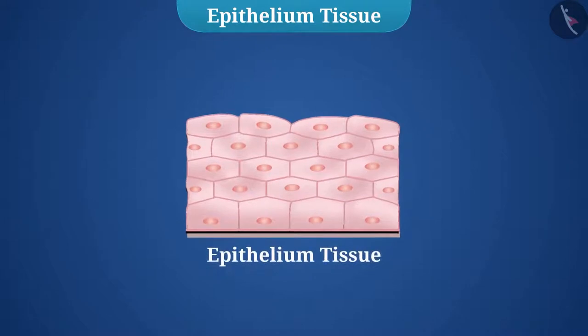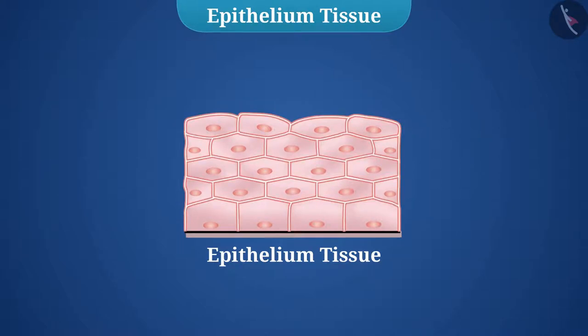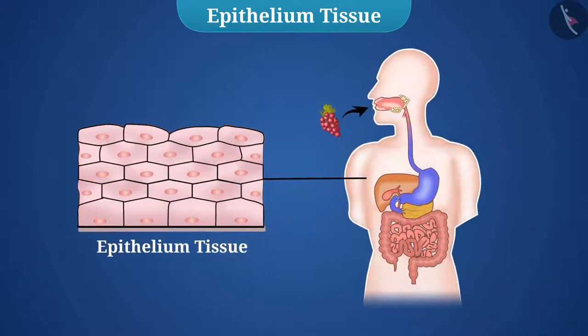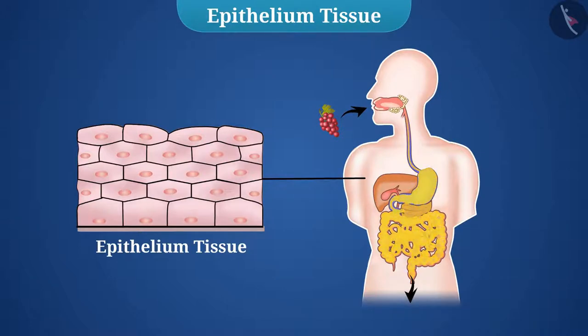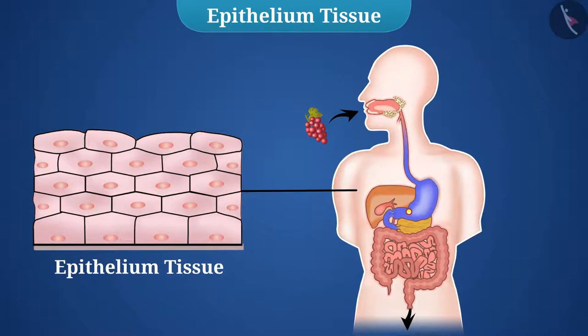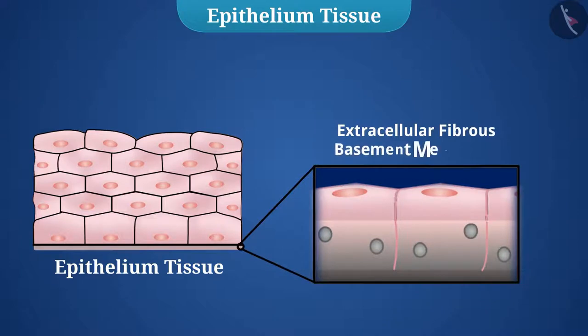The cells of epithelium tissue are tightly packed and have very little intercellular space. Therefore, this tissue forms a continuous layer. They have a small amount of cementing material between them. Substances that enter and leave the body pass through layers of epithelium. That's why there is permeability between epithelial layers, which plays an important role in exchange of substances between body and external environment and exchange of substances between different organs of the body. Generally, an extracellular fibrous basement membrane separates all epithelium from the underlying tissues.